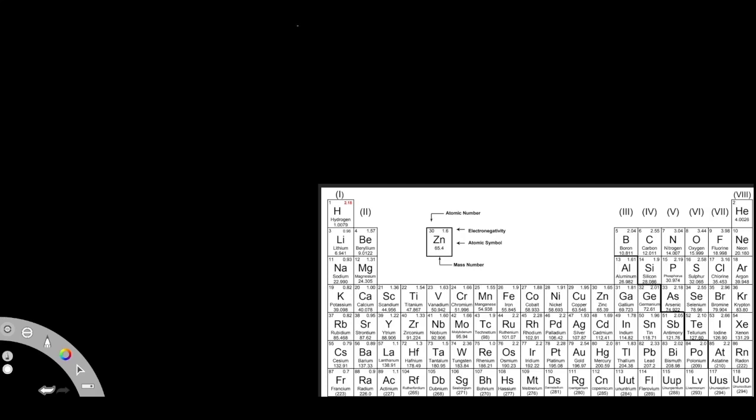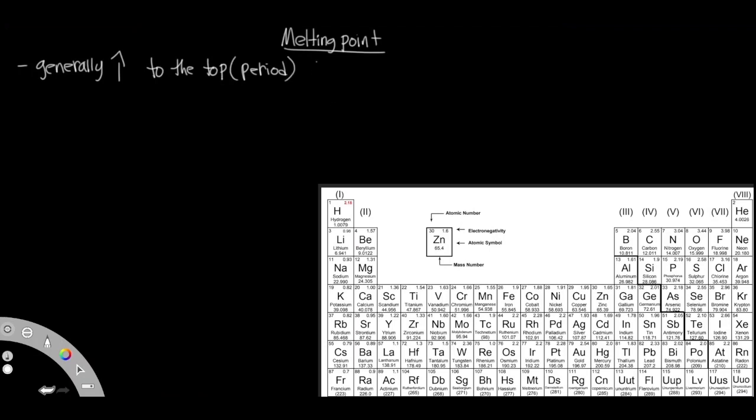Or a melting point. So to increase melting point, it generally increases. Here is going to be the increase symbol. It generally increases to the top of the periodic table, so up the period, and to the right, across the groups, group-wise. Now, why is this the case?